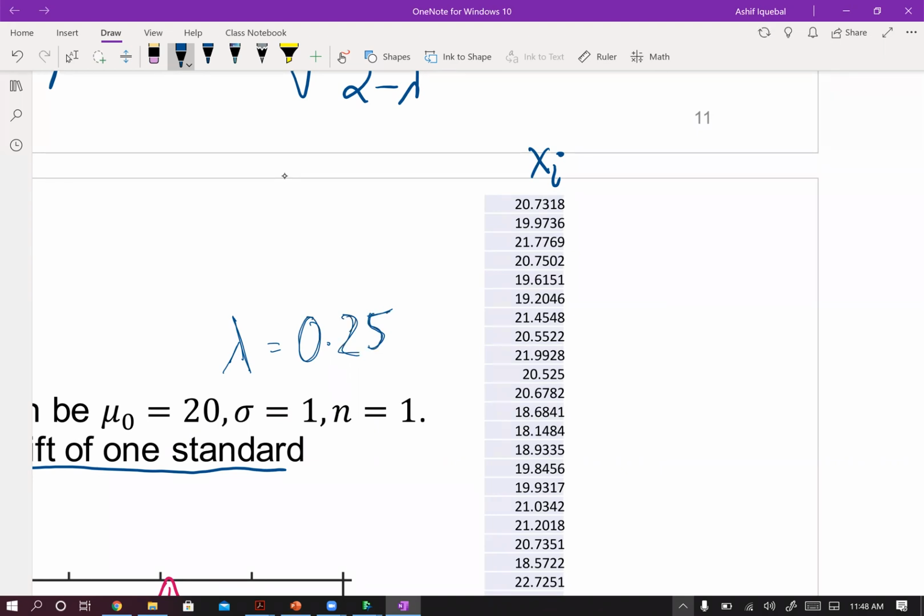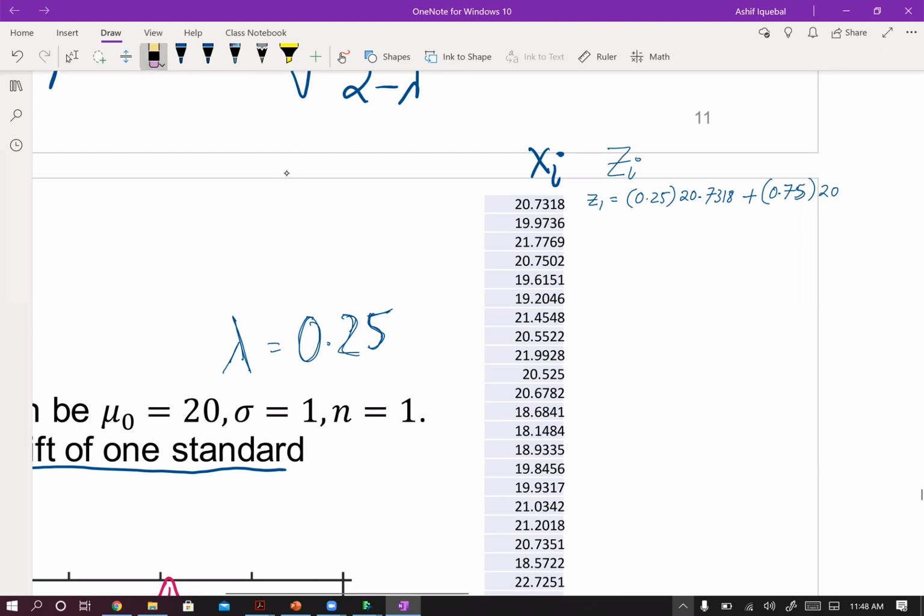Once you have the value of lambda, you can start calculating Zi. So Z1 will be equal to 0.25 times X1, which is 20.7318, plus 1 minus lambda, which is 0.75, multiplied by Z0. Z0 equals mu naught, and mu naught is 20. So this will be 20. If you calculate this, you will get the value of Z1.